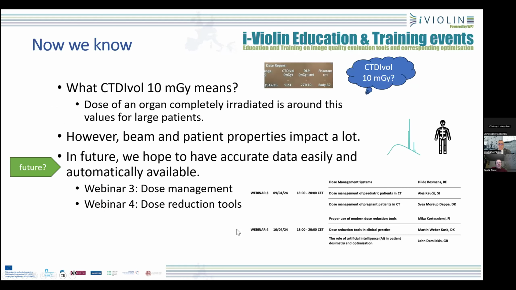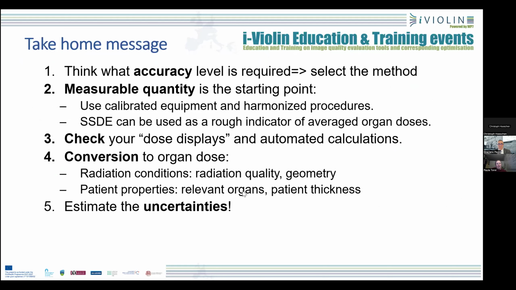So now we know what the CTDIvol of 10 milligray means. In some cases, it's an appropriate estimation of organ doses on average. However, the beam and patient properties have a large impact. In the future, we hope to have accurate dose data easily and automatically available. And we will have webinars 3 and 4, where we have more information about dose management and dose reduction tools. This is the last slide, the take-home message.